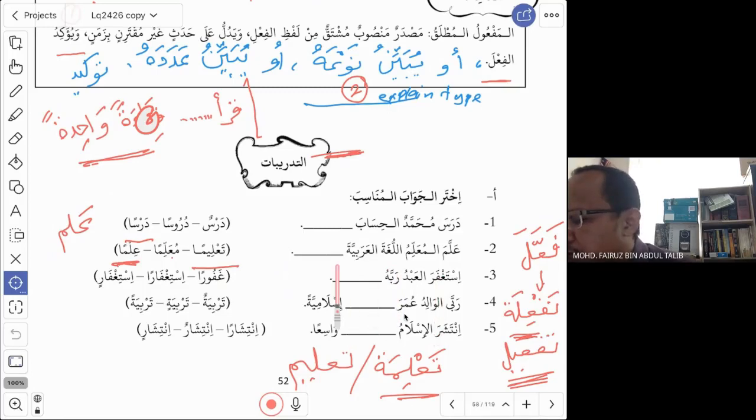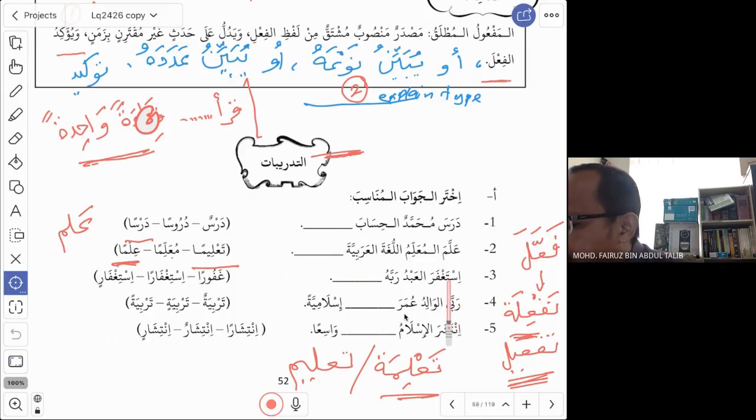So you want to put the masdar as the maf'ul mutlaq. So what is the masdar? Ghafur, istighfaran, istighfarin. Of course, you can ignore this part because it ends with a kasrah, so definitely this cannot be the maf'ul mutlaq. So we have either ghafuran or istighfaran. What do you think? Which one is the masdar for istighfara? Istighfaran, correct.